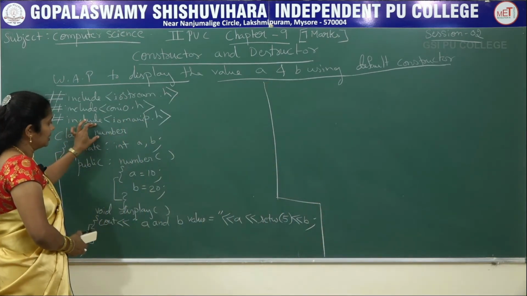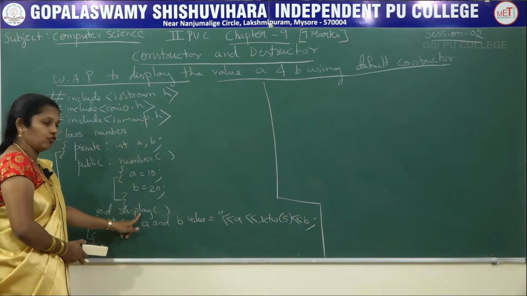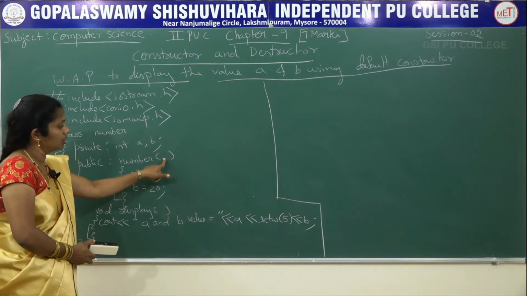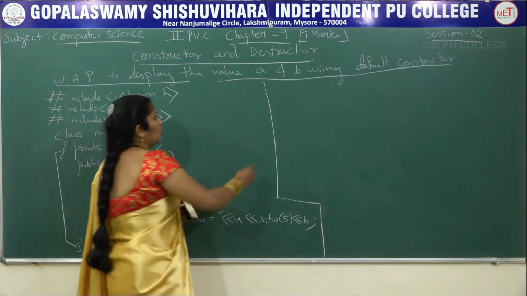Here class name and function name are the same. Totally two functions are there. One is the number function and one more is the display function. This is a default constructor because it does not have any arguments. Next I am to write the main program. Void main.